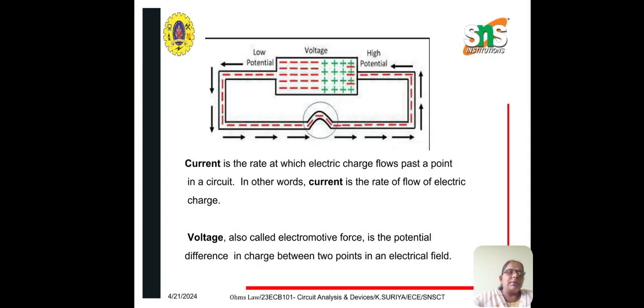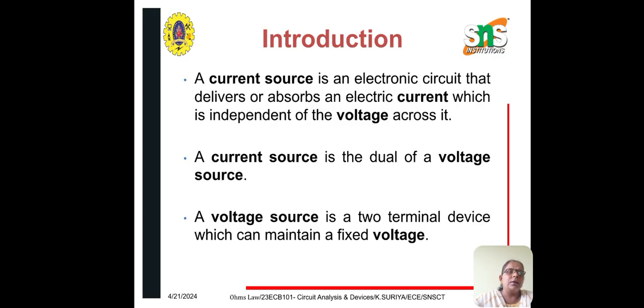Current is nothing but the rate at which the electric charge flows in a circuit. Normally the charge will flow from low potential to high potential, or else we can say that the electric charge flows from negative to positive terminal. You can also say that current is the rate of flow of electric charge. Voltage is also called electromotive force, which is the potential difference in charge between two points in an electrical field. A current source in an electronic circuit will deliver or absorb an electric current which is independent of the voltage. A voltage source is a two-terminal device which can maintain a fixed voltage.